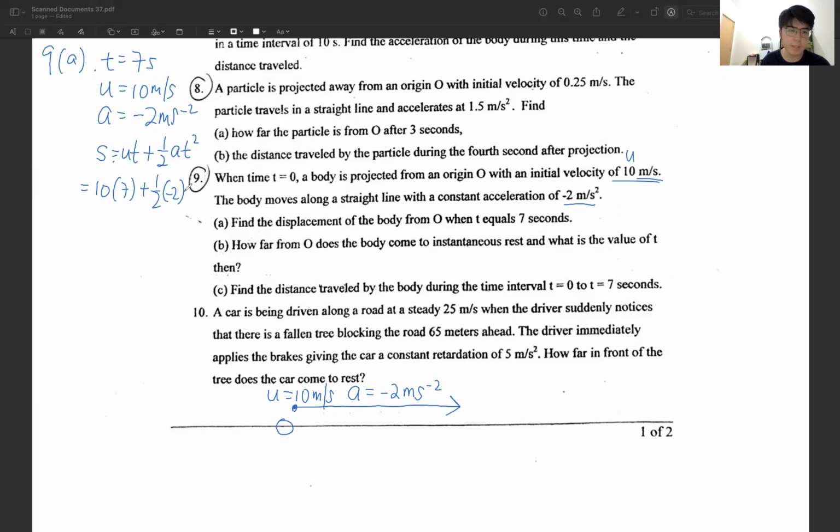So 10 times 7, plus half times a, which is -2, times 7 squared. Calculate this and we get 21 meters. This is the answer for 9A. So it has traveled 21 meters in 7 seconds. After 7 seconds its displacement is 21 meters to the right side of the origin. Now B, how far from O does the body come to instantaneous rest? And what is the value of t?